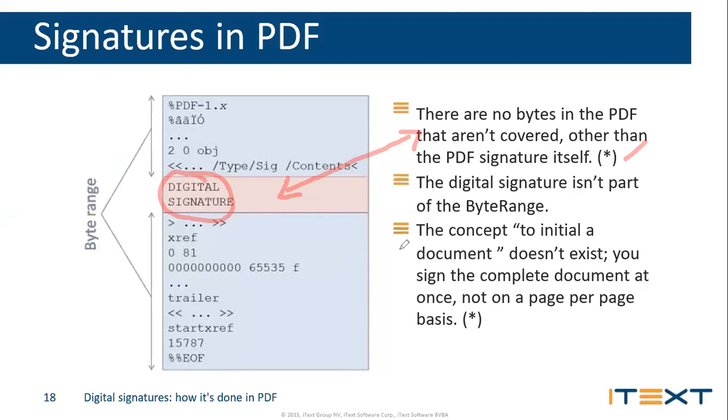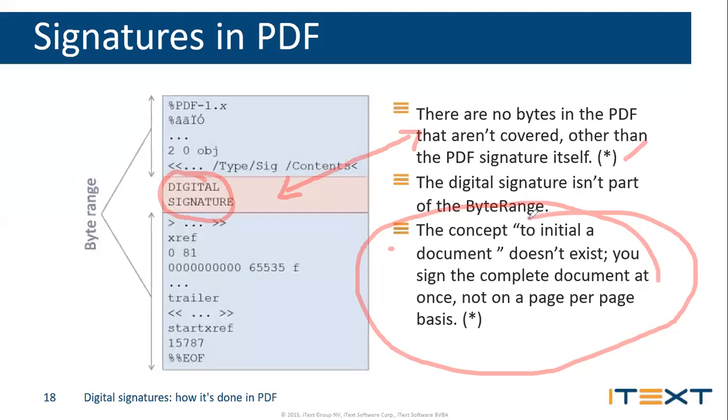The concept of initialing documents doesn't exist. You sign the complete document at once, not on a page per page basis. It means the complete signature you have to put on one page only, but not on all the pages. Once you put this on the starting page or anywhere, and when that digital signature matches, then you allow the user to access the entire file, otherwise not.